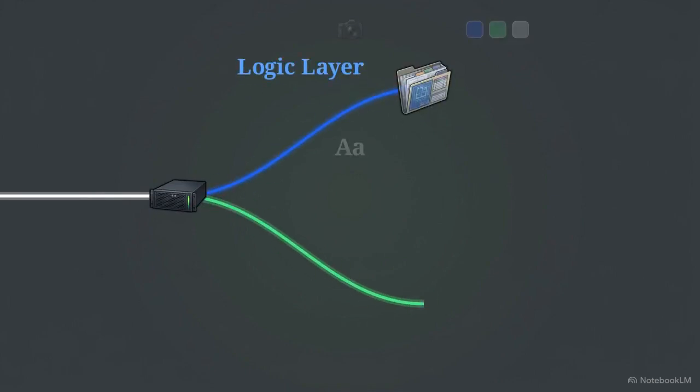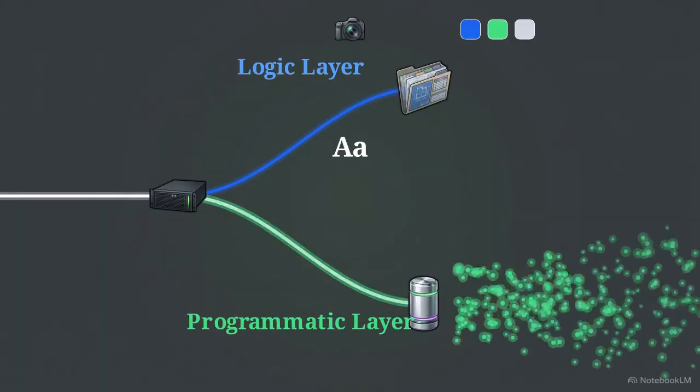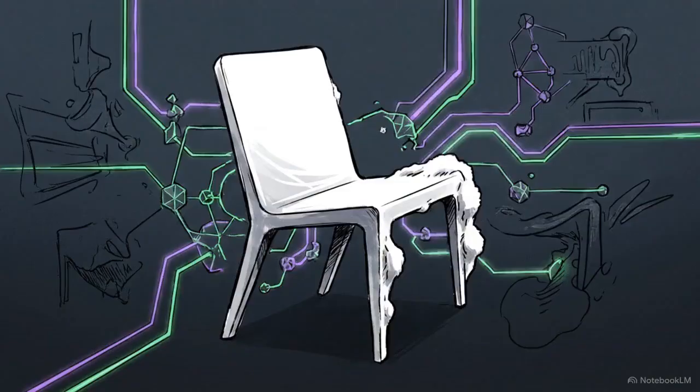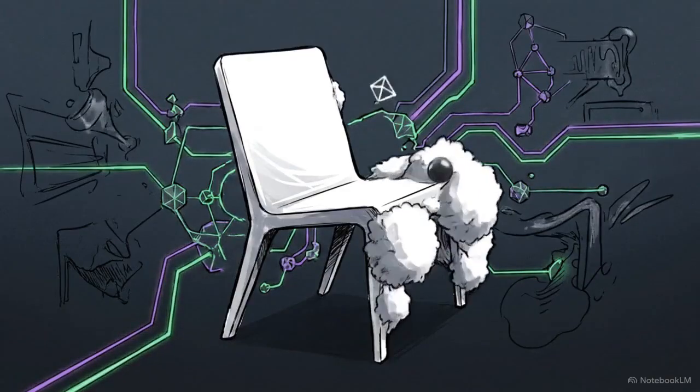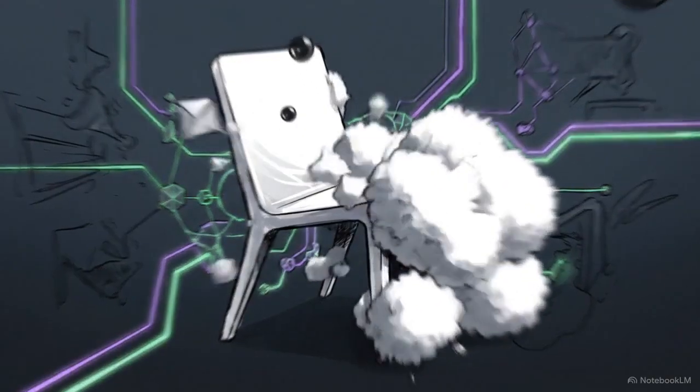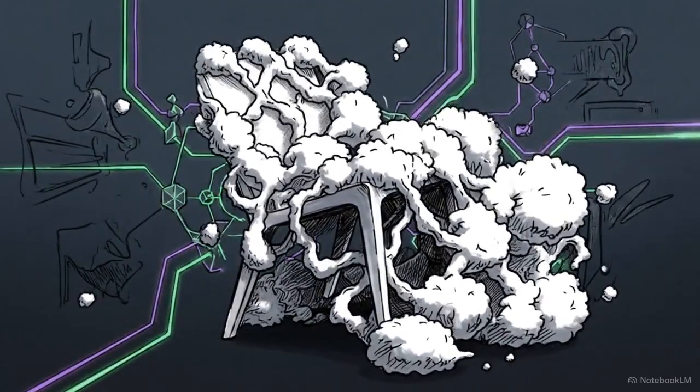You must construct a bifurcated architecture to deploy this system. This deliberately separates the logic layer, where you define the brand, from the programmatic layer, where you generate the volume. Relying on standard chat prompts to maintain brand constraints will fail. The model's interpretation of loose adjectives like modern or soft drifts over time.